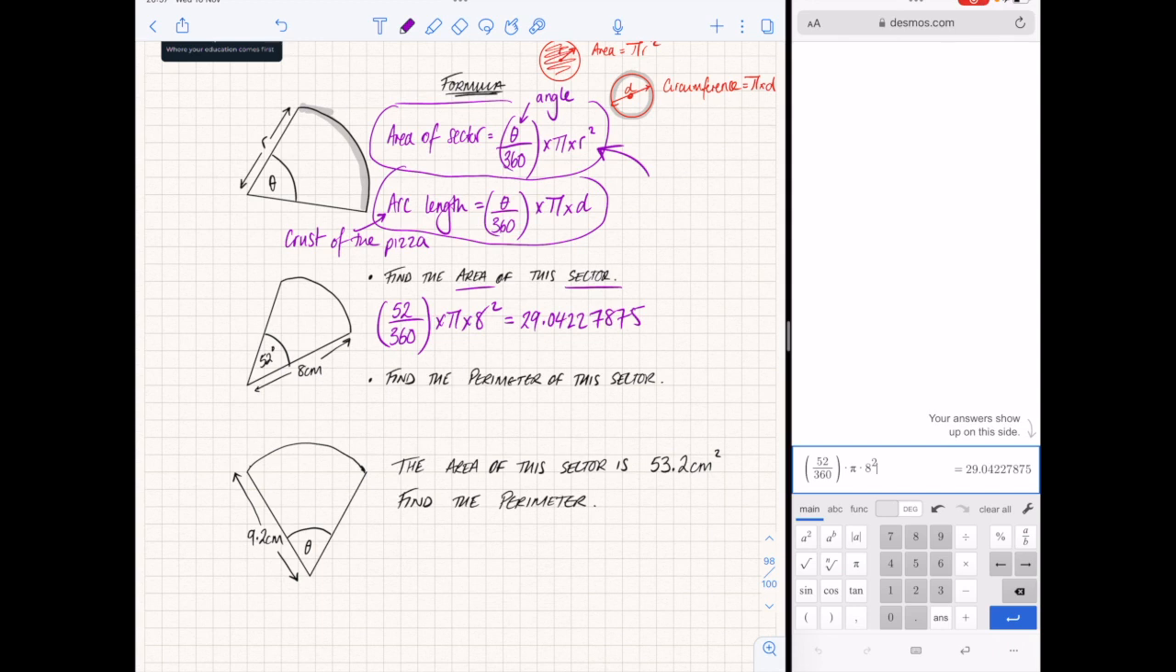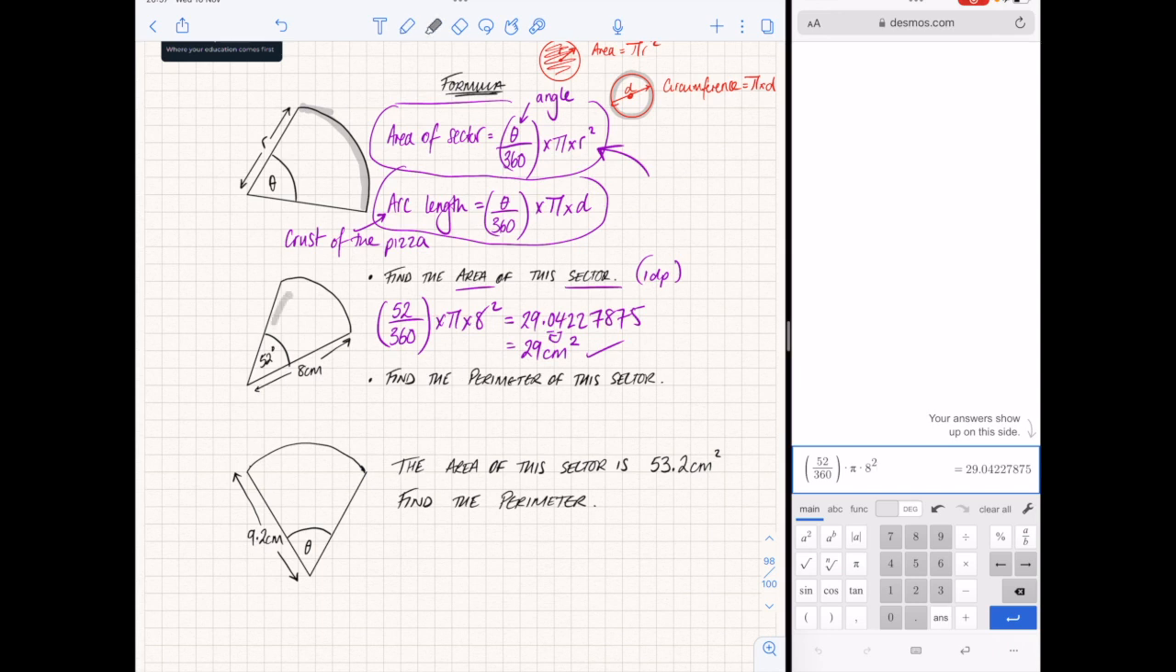or it will say to you give your answer to a certain number of significant figures. Let's just go 1 decimal place here, making sure that I round it correctly. So that's my first decimal place. What does the 4 do to the 0? Doesn't do anything. So my answer would be 29 centimeters squared. Okay, so that would be your area for this sector.